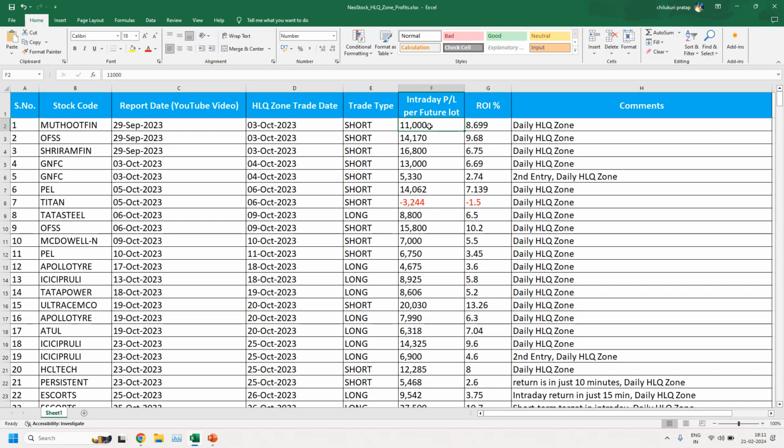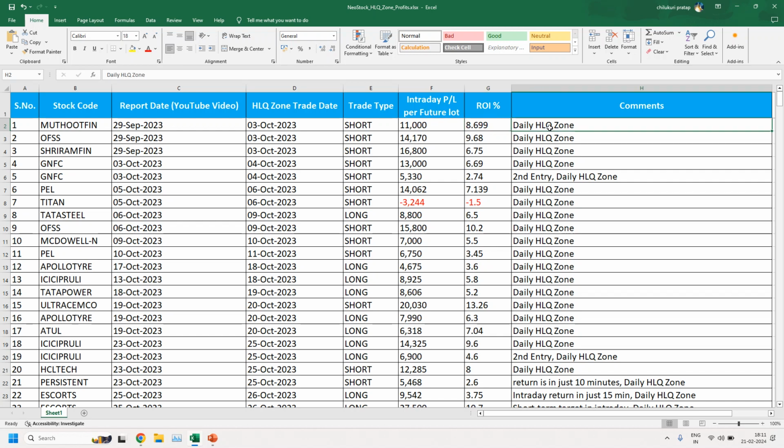Sometimes it will turn back and hit the stop loss. That possibility is also there. So that is the reason why we've been monitoring, we've been closing our trades during intraday itself, even though they are DIT trades. So this is what intraday profit or loss as per one futures lot. And next one is ROI, return on the investment as per one futures lot.